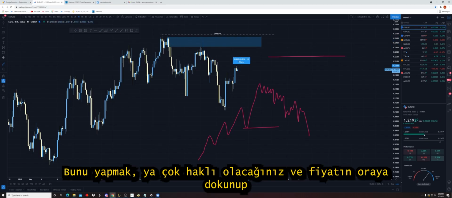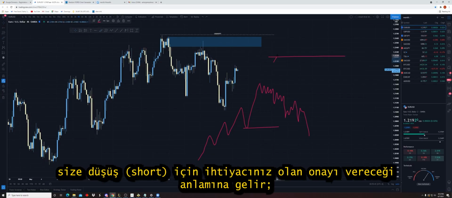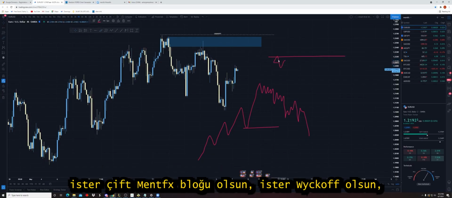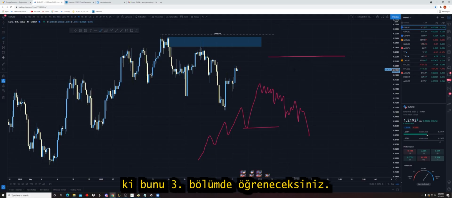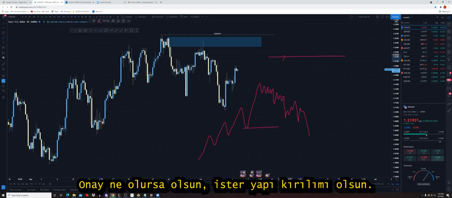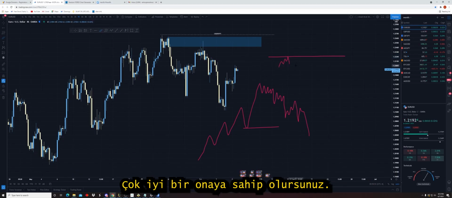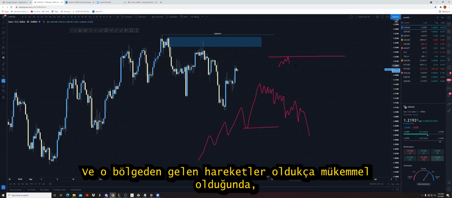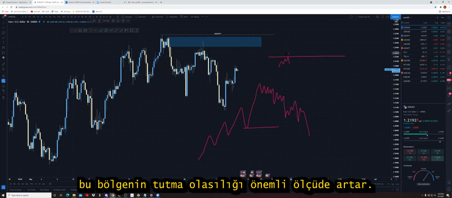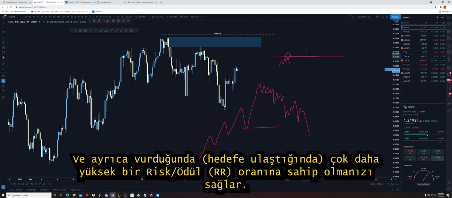Now, doing that means that either you'll be very right and price will tap in and give you the confirmation you need to go short, whether it's double MentaFX block, whether it's Wyckoff, which you'll learn about in section 3, whatever the confirmation is, whether it's a break of structure, right? So it could be heading up and then a break of structure from that exact zone. You have very good confirmation, and the probability of this zone holding increases drastically when you have movements from that zone that are quite perfect, right? So these are the very positives of it, and they also allow you to have a much higher RR when they do hit.